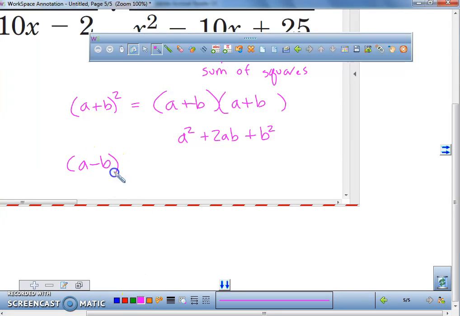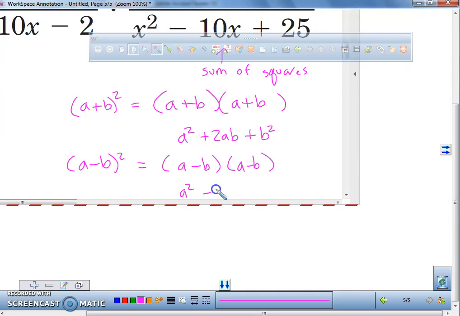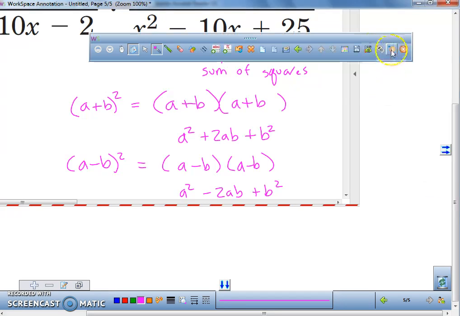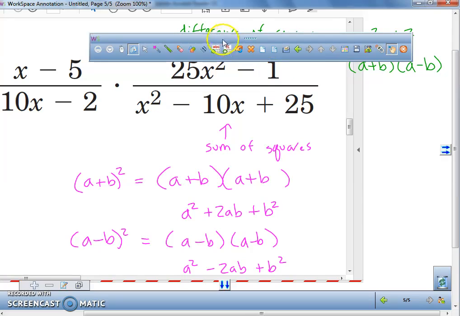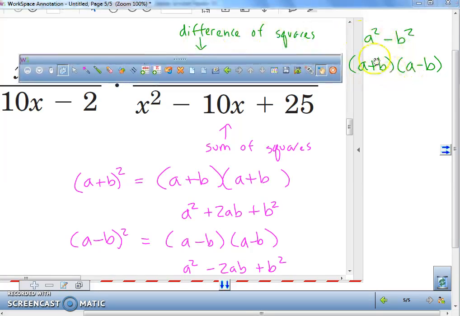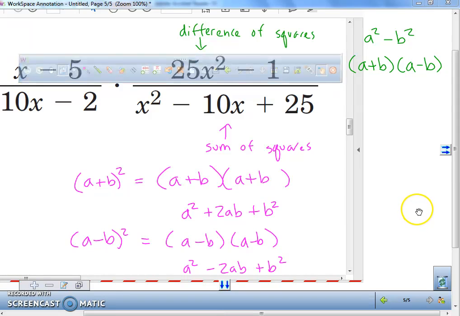A minus b squared is the same thing as a minus b times a minus b. And that becomes a squared minus 2ab plus b squared. These are all examples of when to recognize a sum of squares or a difference of squares. So let's scroll back up carefully so you guys can see it. There's the difference of squares pattern. Here's the sum of squares pattern. All right. Now I've written a lot. Now I'm going to show you guys how to factor.